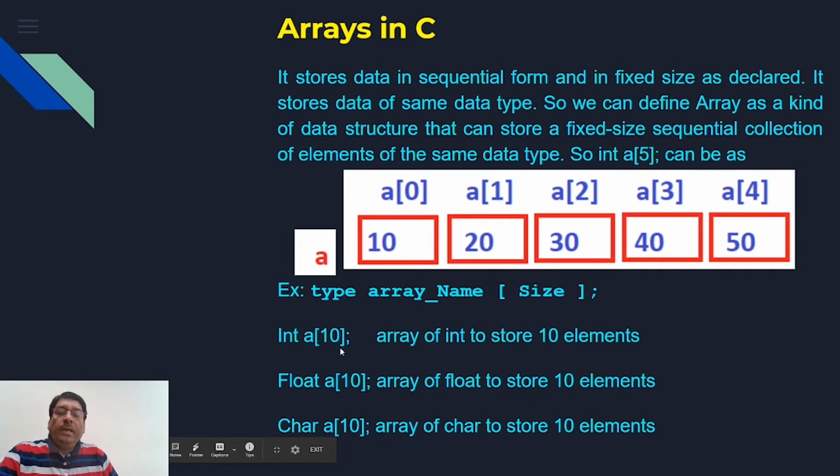So in an array, you are going to store elements of the size that you mention here, and all the elements will belong to a single data type. So all these 10 numbers should be of type integer. As in this case, when you say a of 5, all the numbers should be of type integer only.